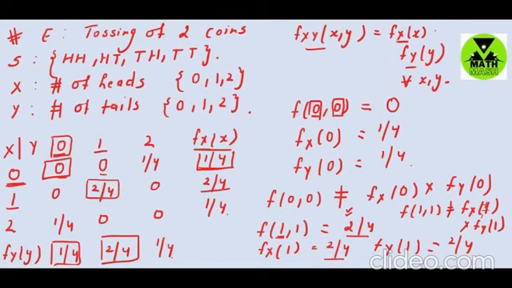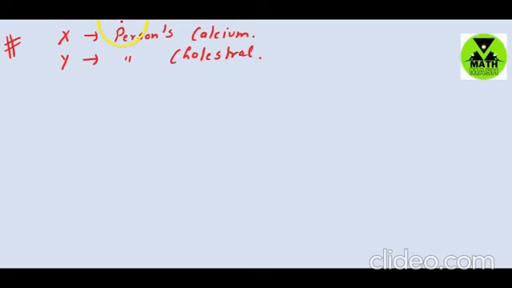Now coming to the next example. Suppose here we have X, which denotes a person's calcium level, and capital Y, which denotes the person's cholesterol level. Here X takes values from 8.5 less than or equal to X less than or equal to 10.5, and Y from 120 less than or equal to Y less than or equal to 240. This example for the probability density function case we have already discussed. Now we need to check whether the two random variables X and Y are independent or not.